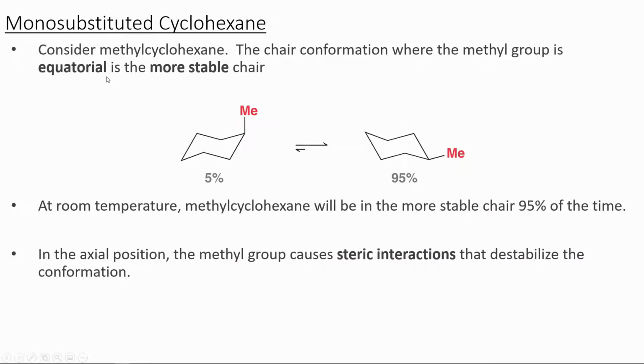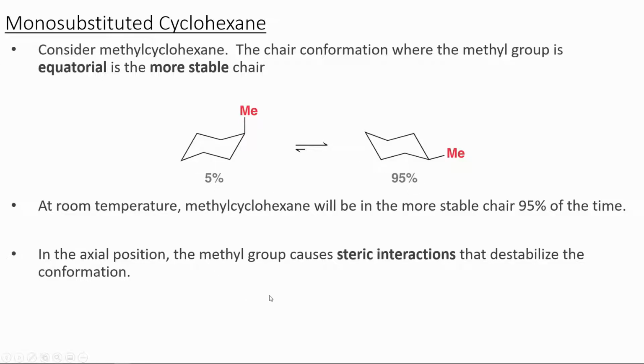If we look at methyl cyclohexane, we're going to have the 2 chair conformations possible, and we would observe that 95% of the molecules are in the chair conformation with the methyl group in the equatorial position. So the equatorial position is going to be more stable than the substituent in the axial position, and this will be about a 95% ratio.